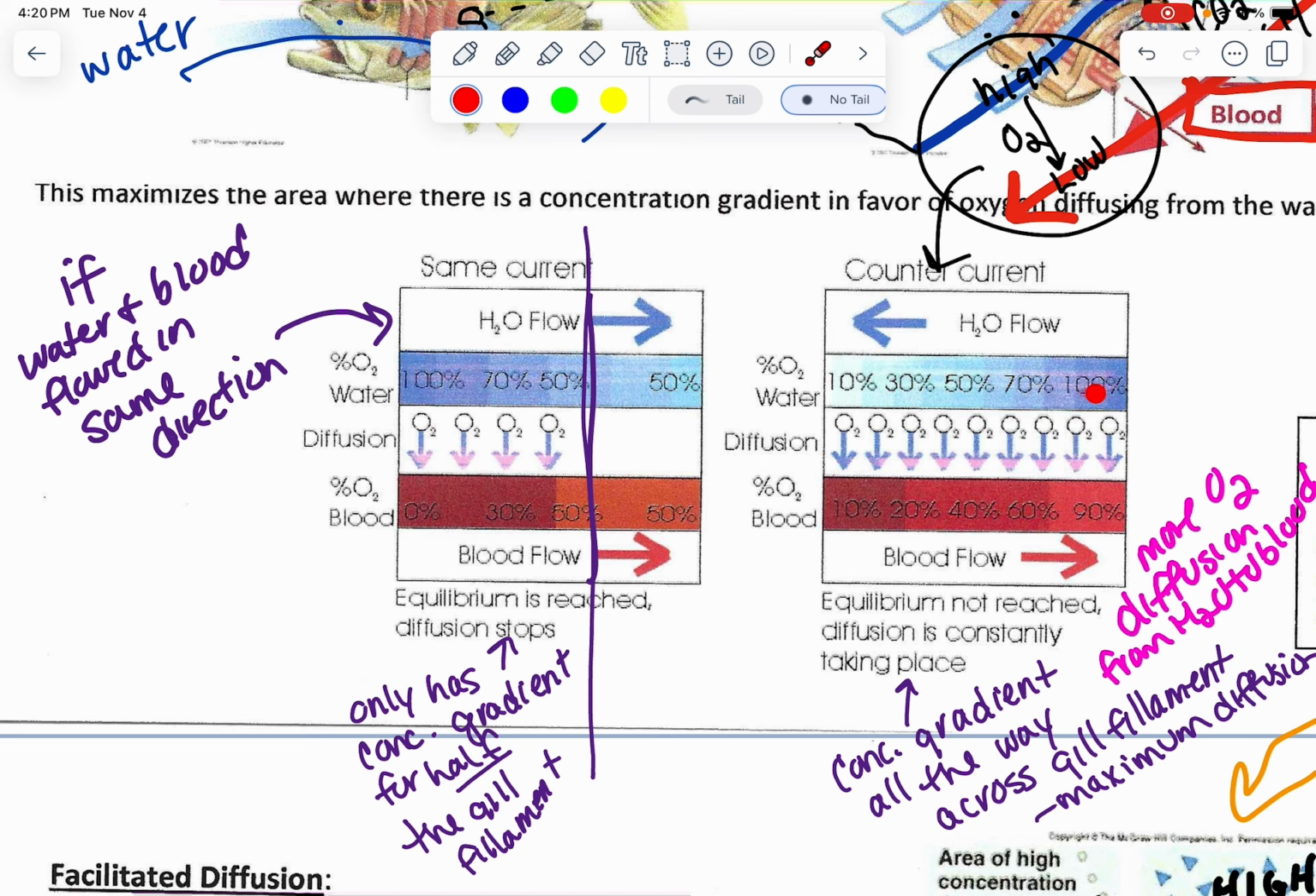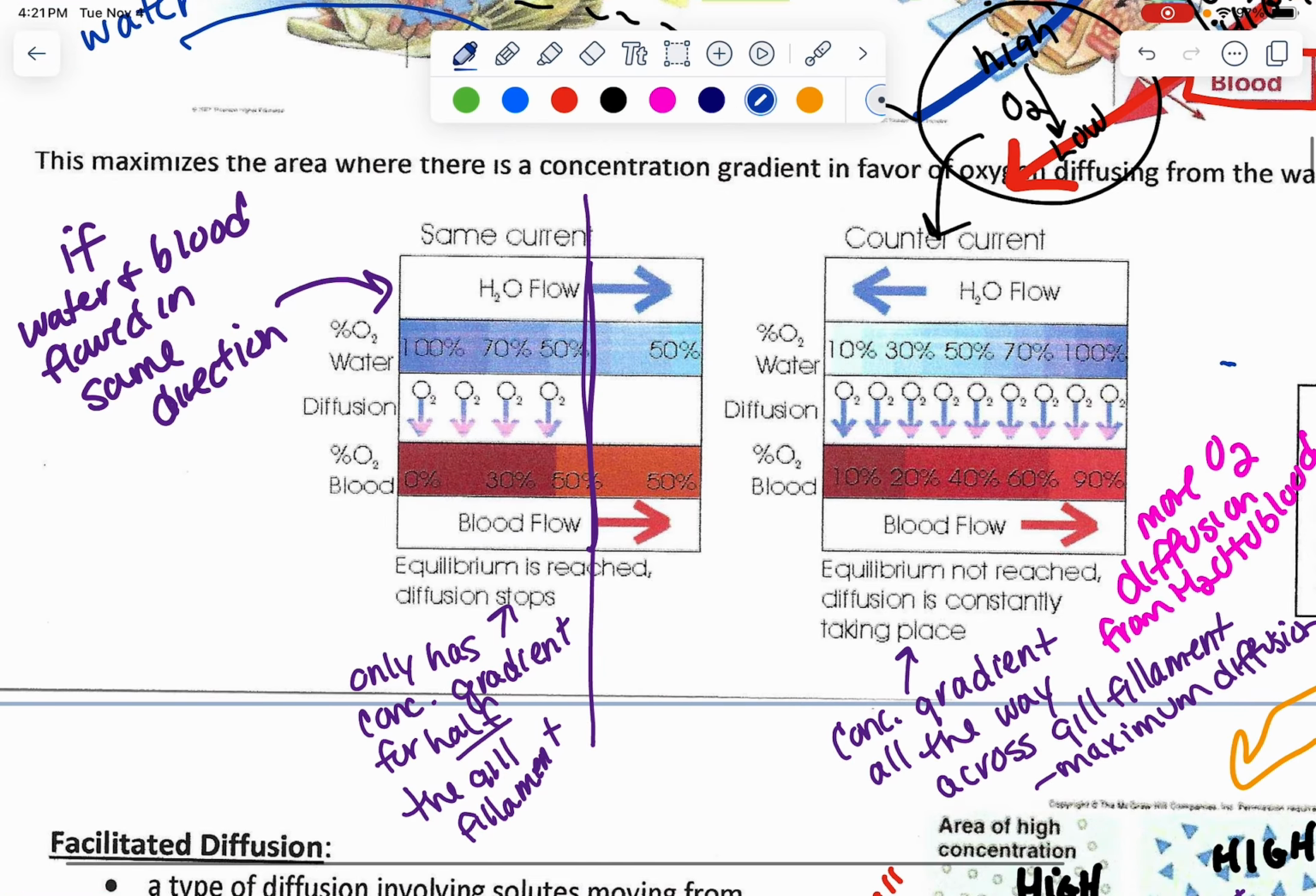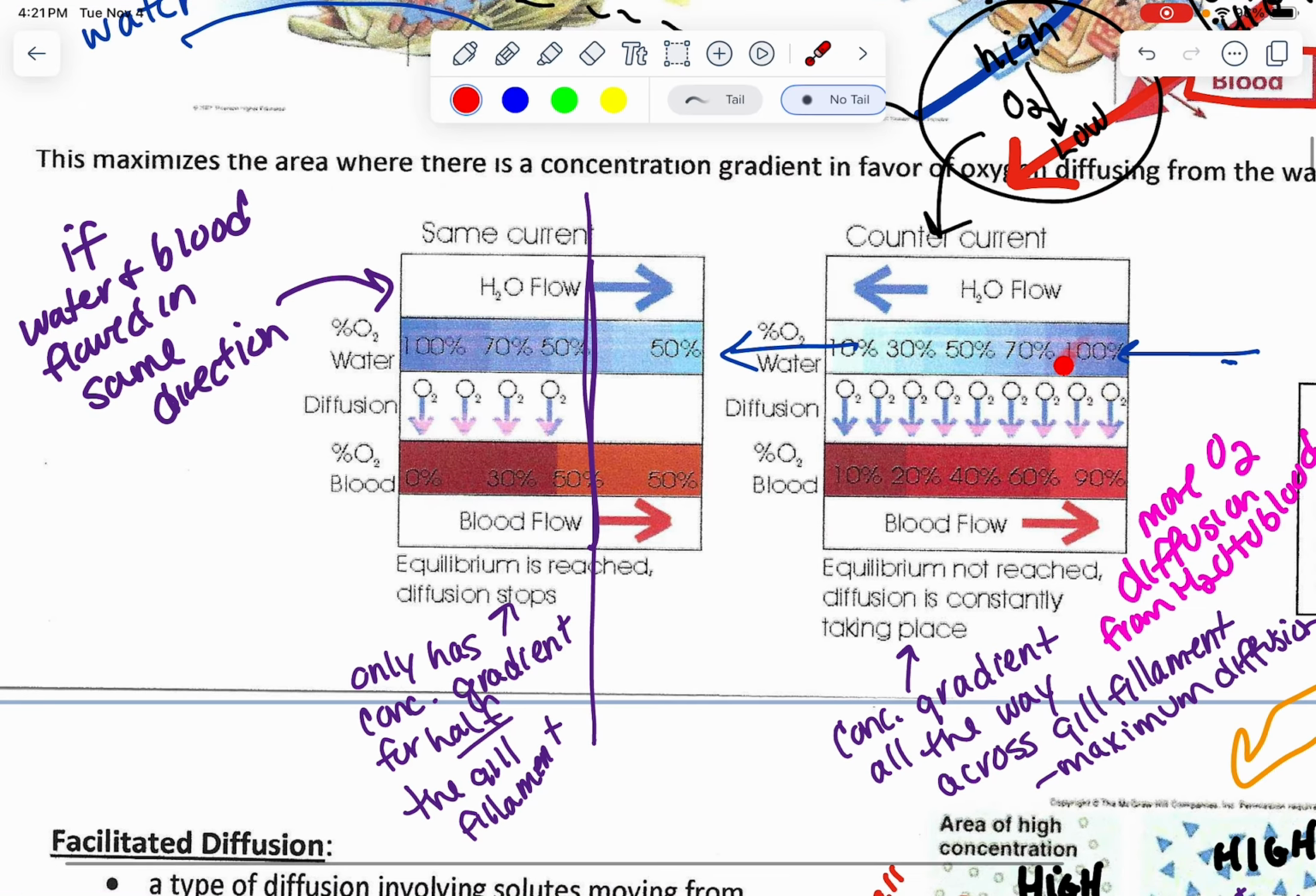And this is just showing you percents of oxygen. So it's showing you that oxygen coming in. Okay, so here's our water coming in. It's going this way. And they're saying it's 100% oxygen. It's not. Water's not 100% oxygen. But let's just say it's the highest amount of oxygen coming into the gill filament from the water.